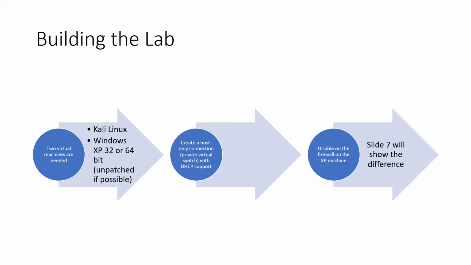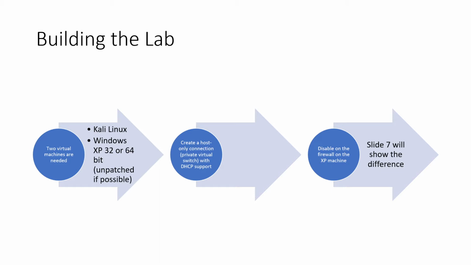You'll also need to create a virtual connection, because you don't want this virtual machine, or any of the virtual machines, to be accessible from the internet. So it is important to use the host-only connection and create a private switch for this particular task or activity.